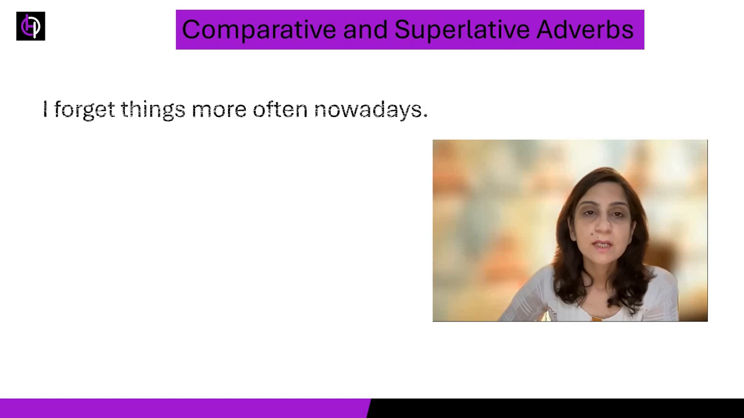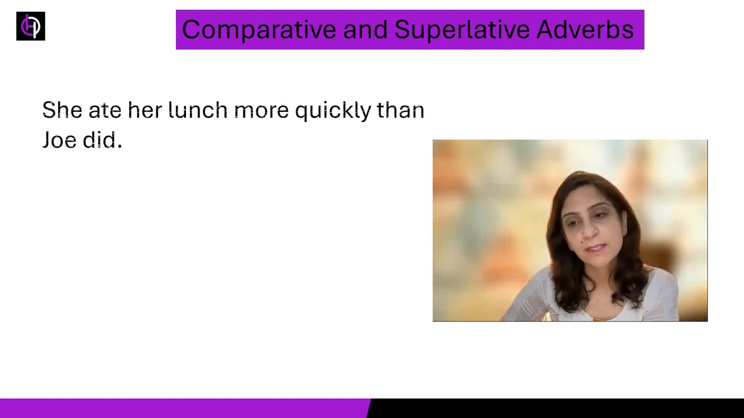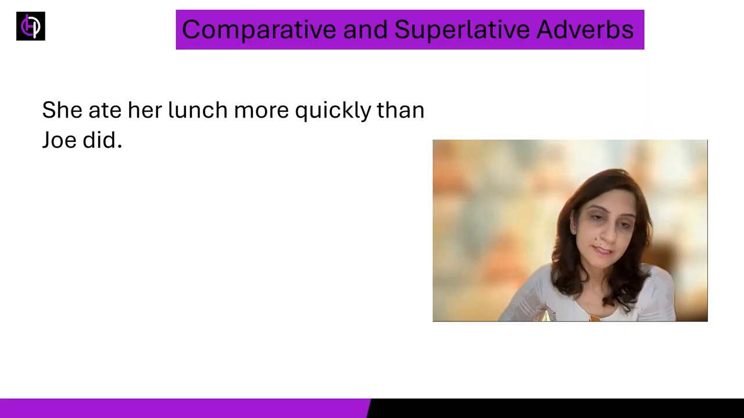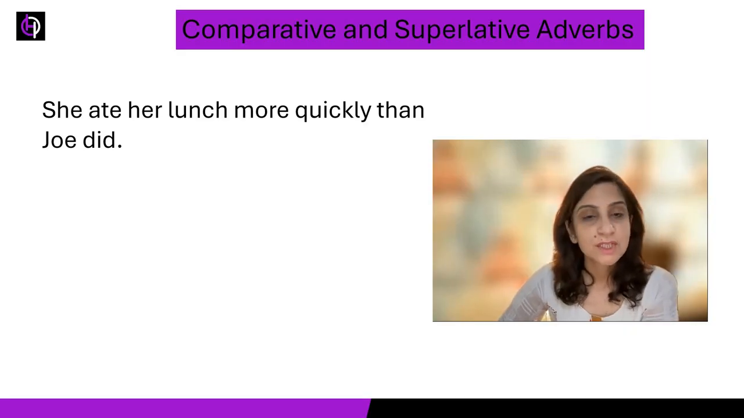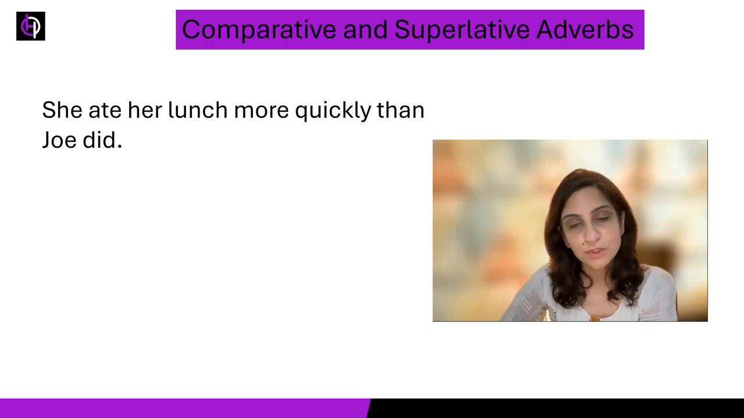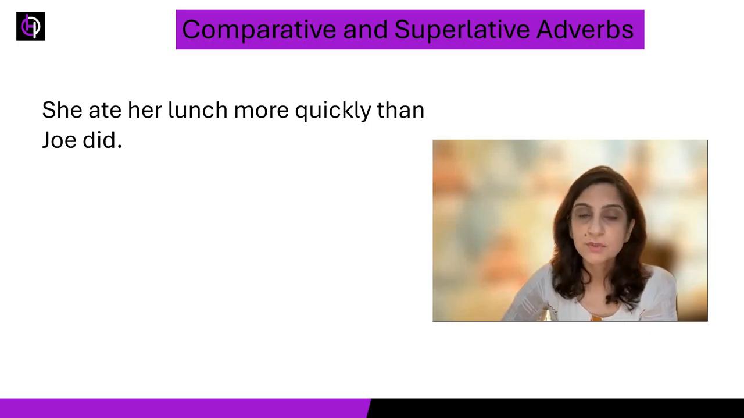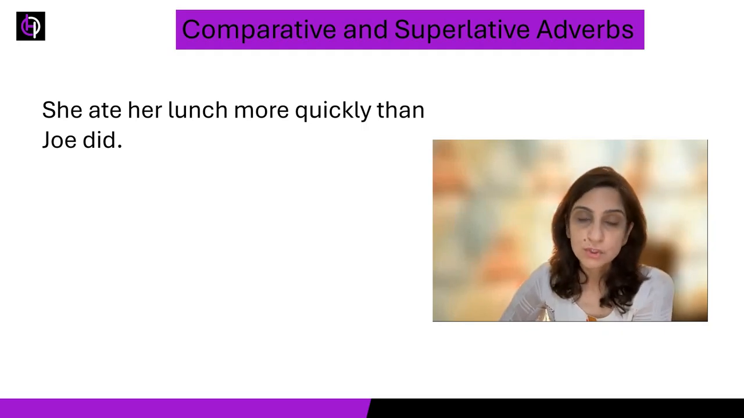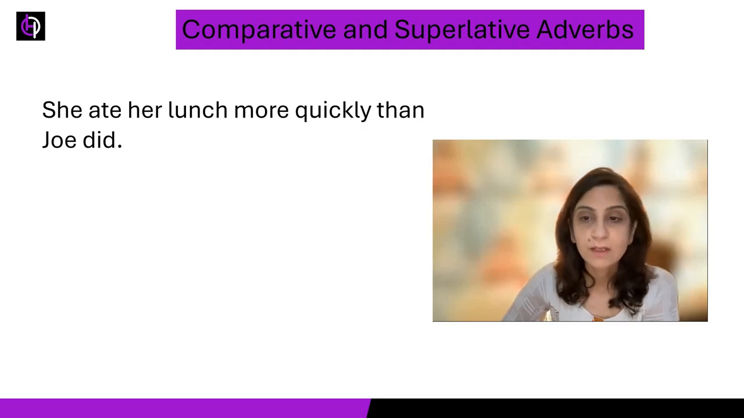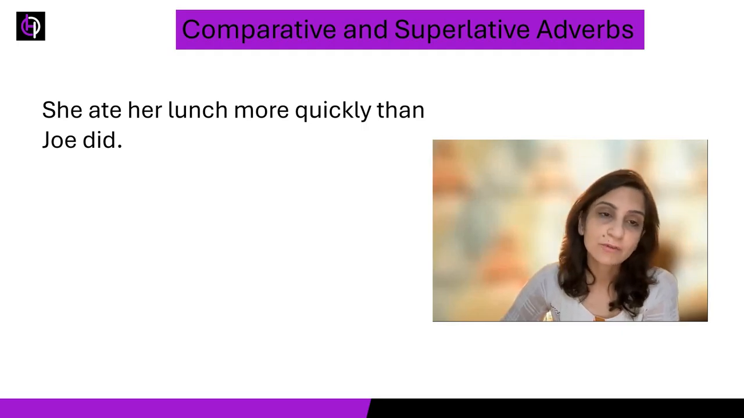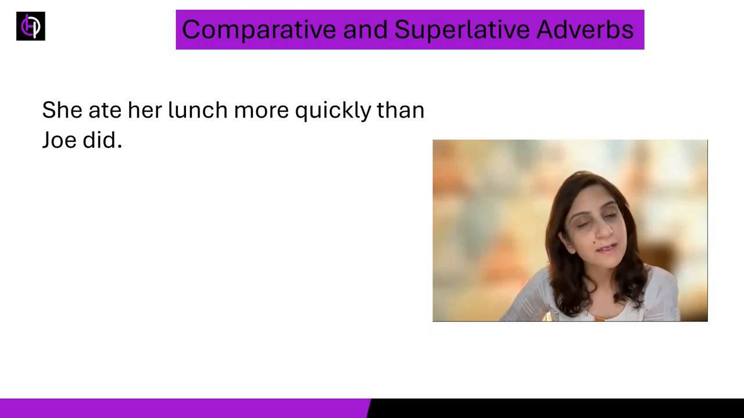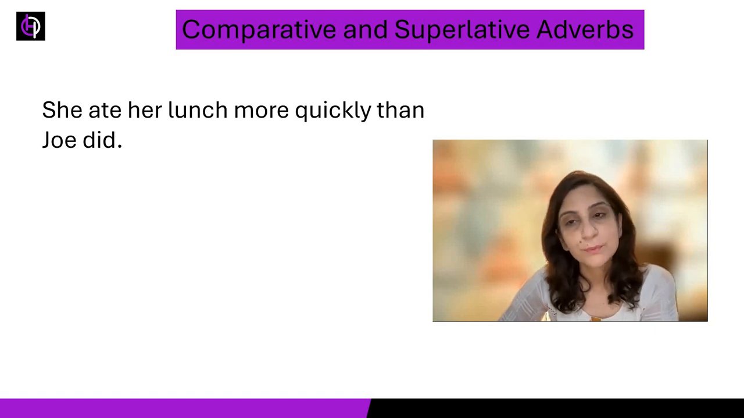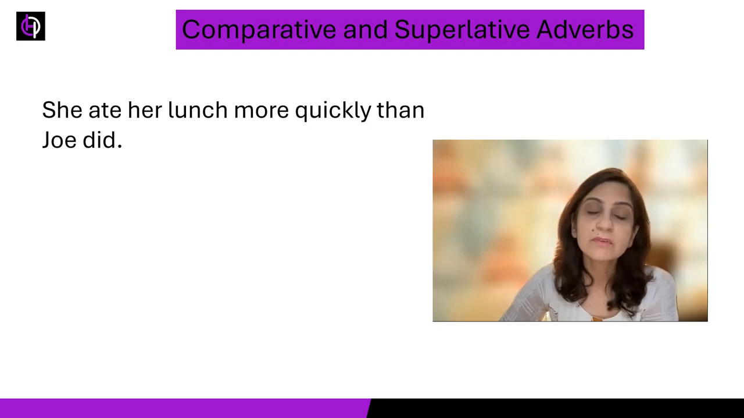Similarly, another example: she ate her lunch more quickly than Joe did. It means she is being compared with Joe. Her action of eating lunch is being compared with that of Joe, more quickly. And you can notice again with comparative forms, as with adjectives, we are using than. So with comparative adverbs, we need to use the word than after our adverb so that we are clear that we are using the comparative form.